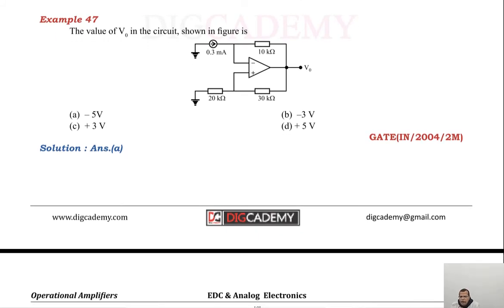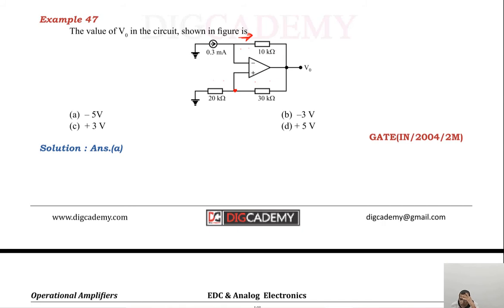Here the value of V naught in the circuit is, that means this is a current to voltage converter. So this 0.3 milliamperes will flow through this. Fine. This will be flowing through this, and you can see, first of all, this is nothing but a voltage divider circuit. But voltage V naught is not the voltage drop across this. Voltage V naught is the drop across this as well as the voltage drop across this.